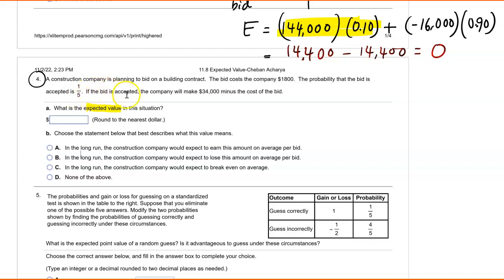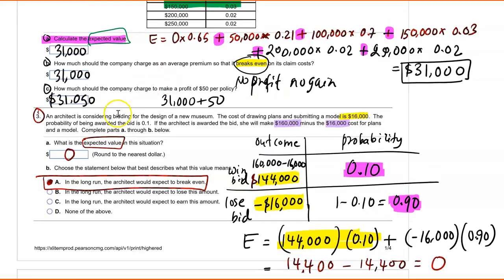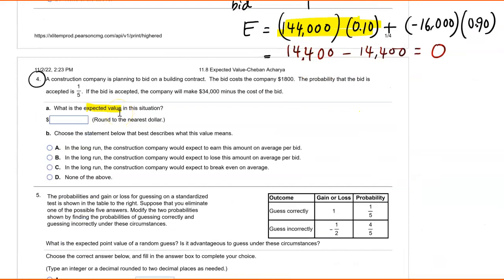If the bid is accepted, the company will make 34,000 minus the cost of the bid. Similar to question number 3, but let me do that for you. And you're looking for what is the expected value in this situation. That's what you're looking for. And there are 2 outcomes. Does the company win the contract or not?